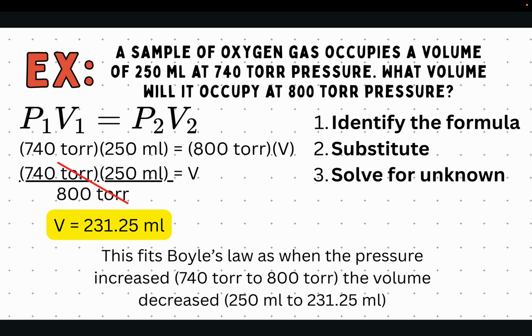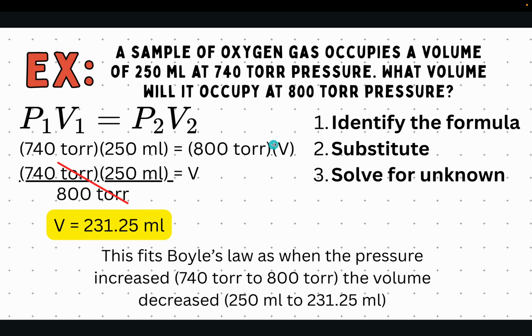Now what happens when you have a bunch of values, but you have one variable that you're trying to find? What is this called? You said algebra. You're correct. We're going to use simple algebra. So we're going to try and isolate the variable by dividing both sides by 800 torr. So that becomes 740 torr times 250 milliliters divided by 800 torr. The torr cancels out, which means that what we're going to end up with is milliliters. And we put this in the calculator. That becomes 231.25 milliliters. So that means at 800 torr pressure, we're going to have 231.25 milliliters of volume.